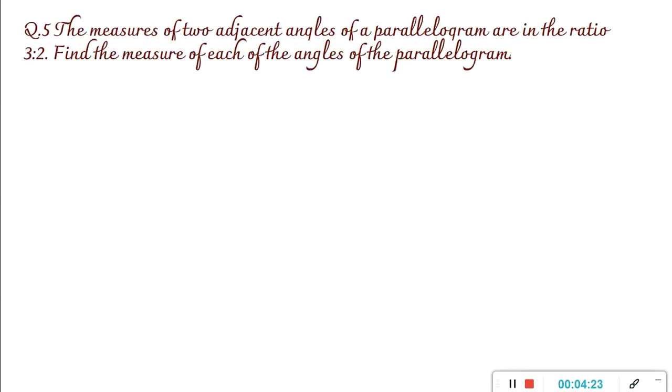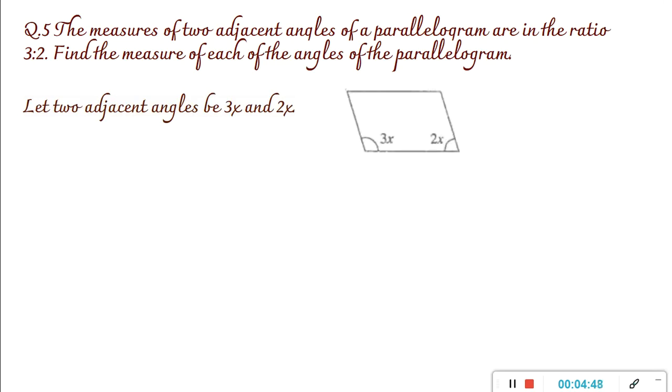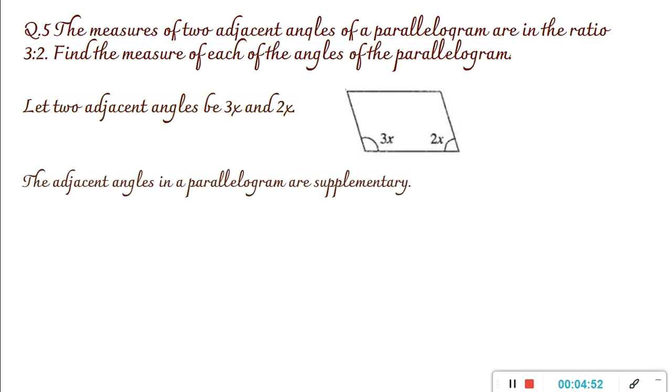Now next, question number 5. The measures of two adjacent angles of a parallelogram are in the ratio 3:2. Find the measure of each of the angles of the parallelogram. So we know that the adjacent angles of a parallelogram are supplementary, isn't it? Here the ratio is given, so we can take the angles as 3x and 2x. So let the adjacent angles be 3x and 2x like this. Okay. We know that adjacent angles are supplementary, means the sum should be 180 degrees.